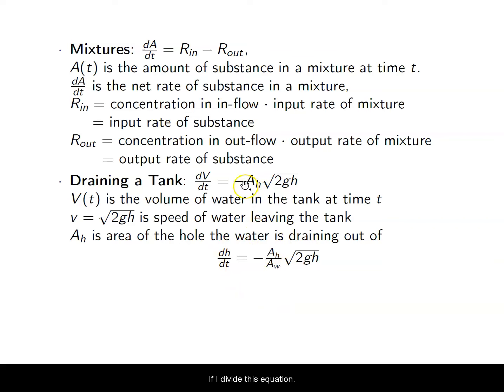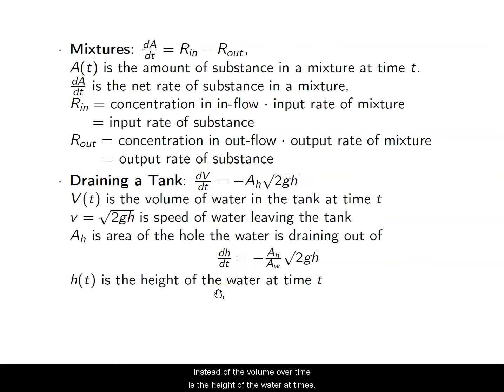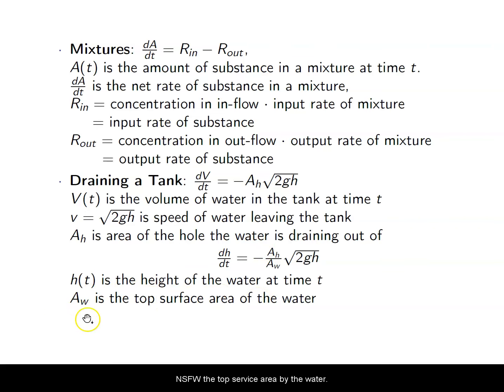If I divide this equation by A sub w, right, which is the surface area of the water on the top layer, then I get the rate of change of the height of the water over time instead of the volume over time, right? So here h of t is the height of the water at time t, and A sub w is the top surface area of the water.